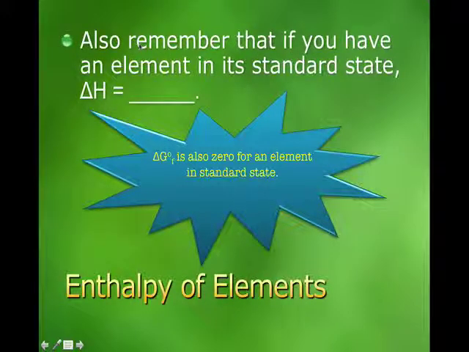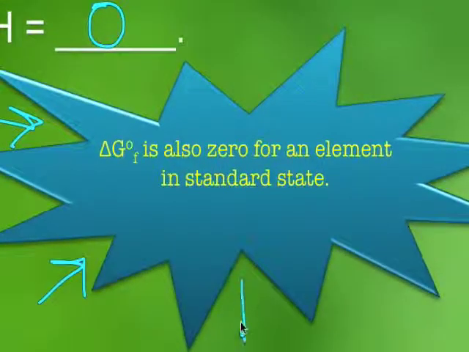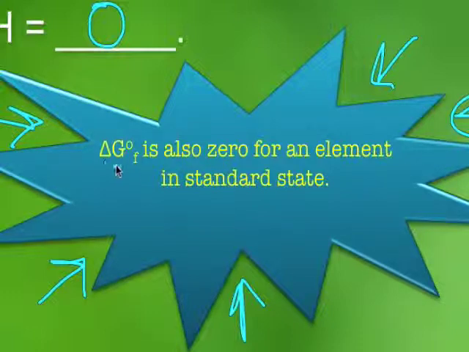All right, also remember that if you have an element in its standard state, delta H is going to be 0. You're not going to have a value for it. And this is also important. You don't have this on your paper, but you should write it on there. It's not on your note outline. Delta G, so the Gibbs free energy for the formation, is also 0 for an element in its standard state.